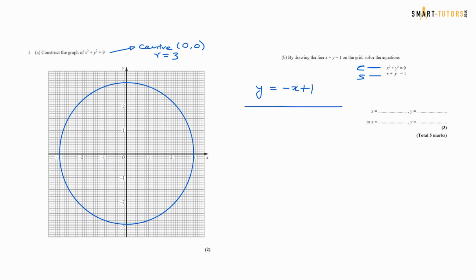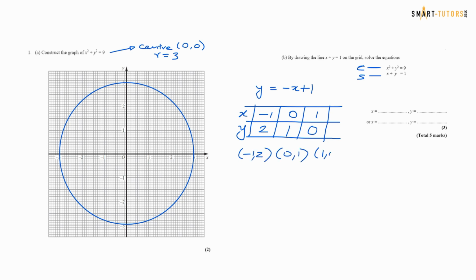At a minimum I need 3 points to draw the graph. So x and y: let's say minus 1, 0 and 1. I'm taking the 3 points and checking the y values. Minus 1 times minus is plus 1, plus 1 is 2. For 0, it is 1. For 1, minus 1 plus 1 is 0. So the coordinates are (minus 1, 2), (0, 1) and (1, 0).